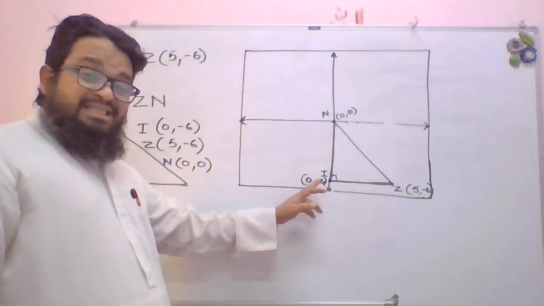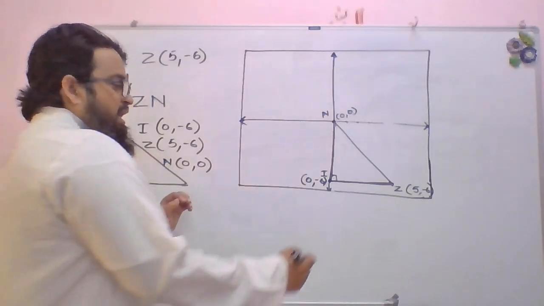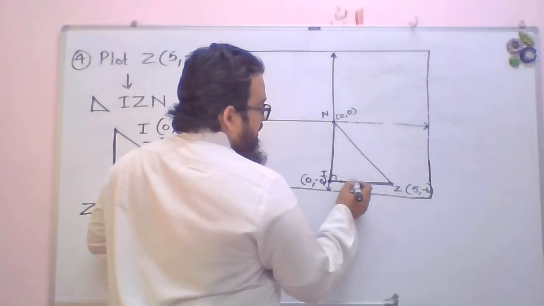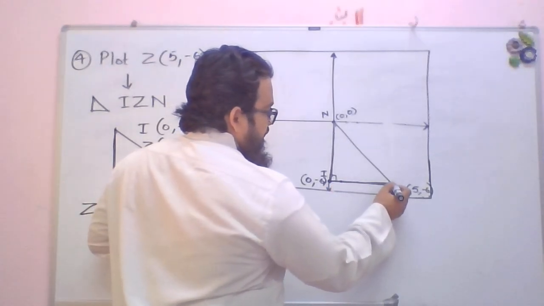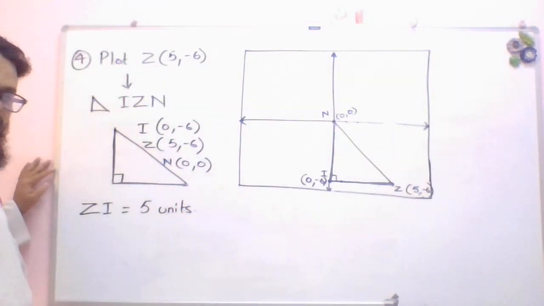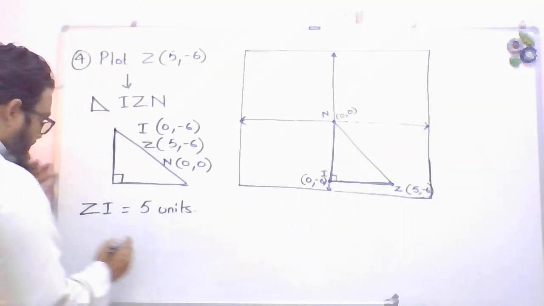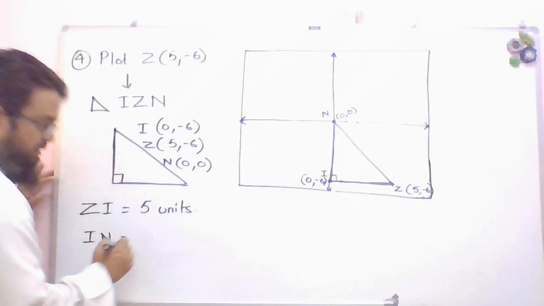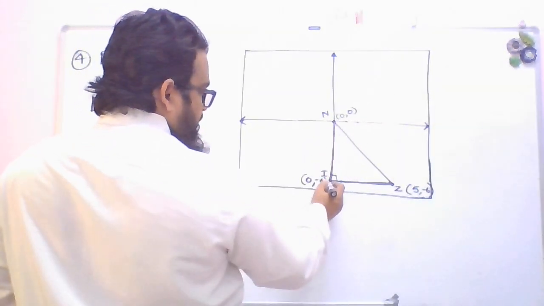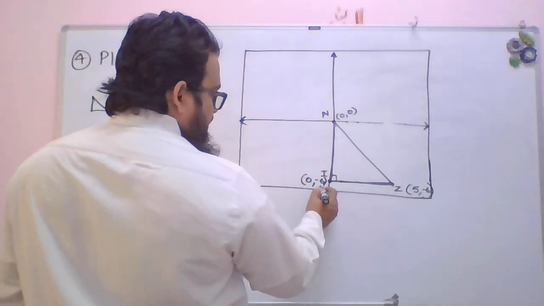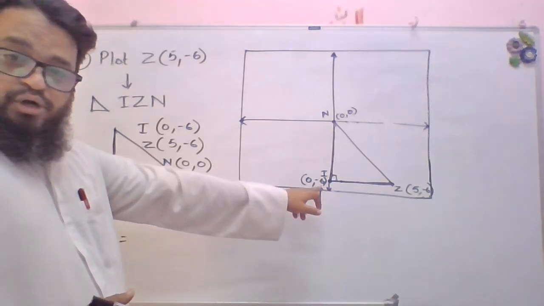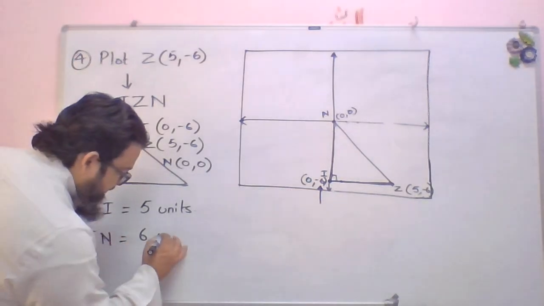See, since the line is parallel to x-axis, can I just count the units over here? So 1, 2, 3, 4, 5. So therefore the distance is 5 units. Understood? So now let me take IN. Since it is on the y axis, can I count? So what is the y coordinate? -6. But distance will always be the modulus of this point, and modulus we have studied. Modulus of -6 is 6 units.